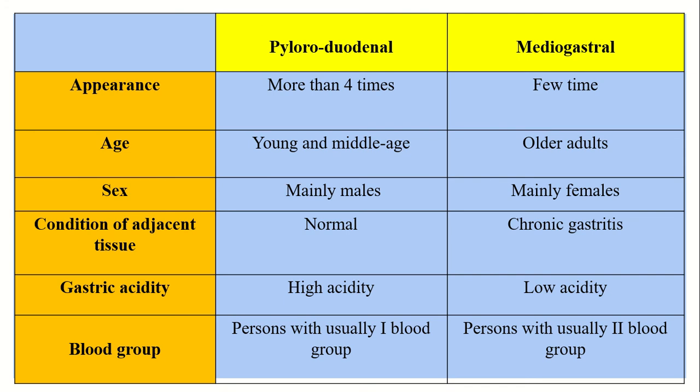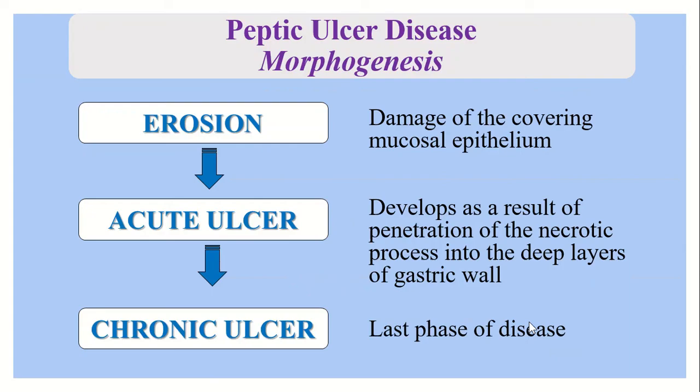The adjacent tissue in the pyloroduodenal ulcers is normal, but in the mediogastral ulcers, inflammation develops, chronic gastritis. Gastric acidity is high in the pyloroduodenal ulcers, low in the mediogastral. The pyloroduodenal ulcers develop in persons usually with the first blood group, but the mediogastral ulcers in persons usually with the second blood group. Very interesting facts also.